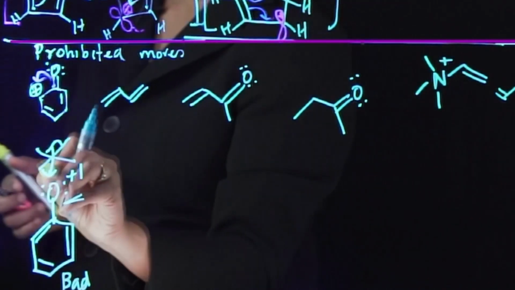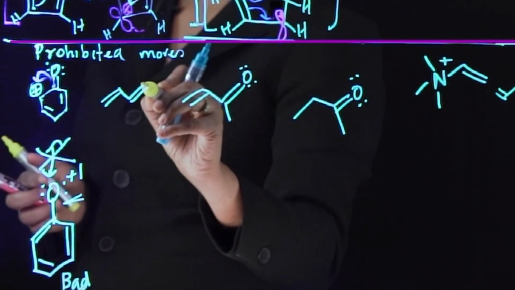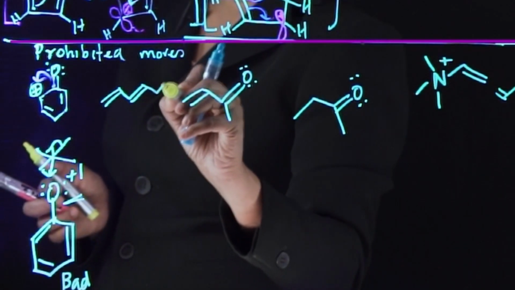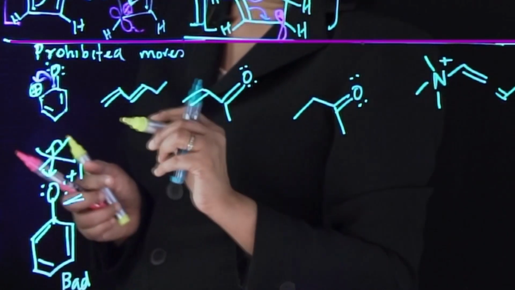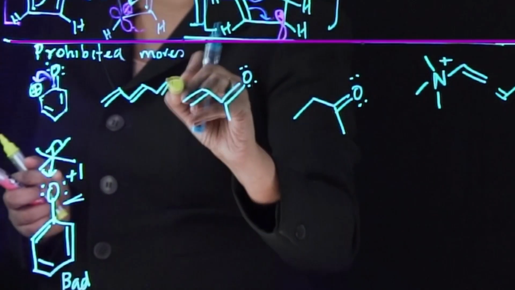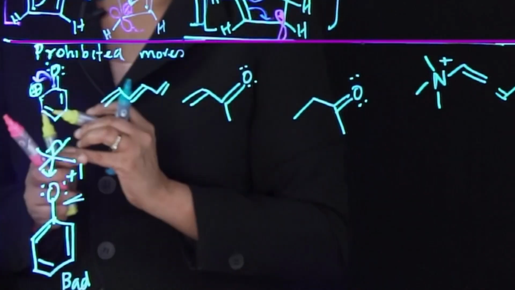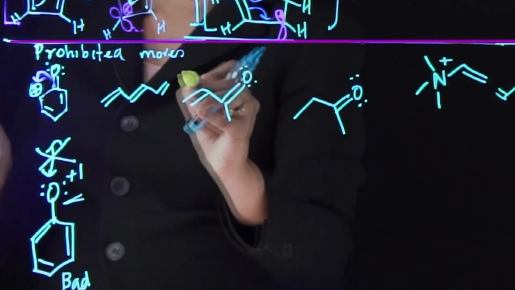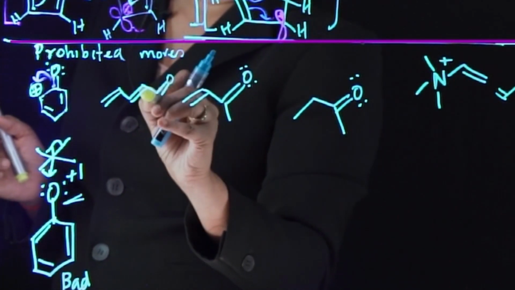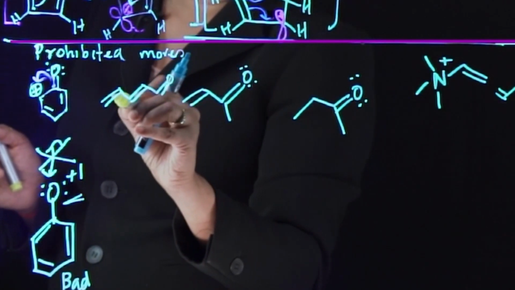So this is bad. Here's another one where let's say you have something like this. Should we just take a pi bond in the middle and break it up? It's really not a good idea to just start somewhere in the middle. Let's say you have a carbonyl here. Should you start here like this?